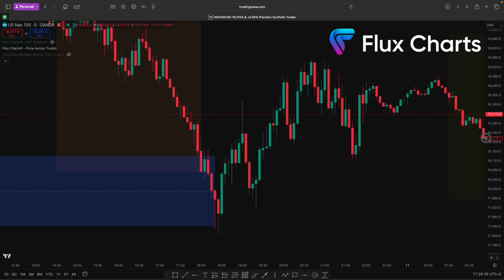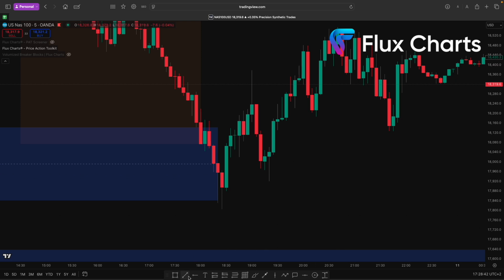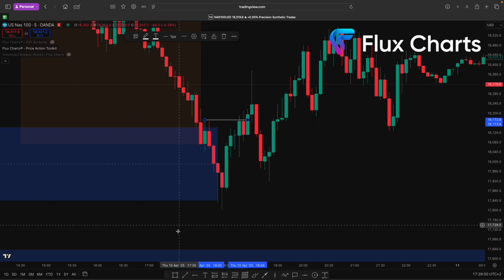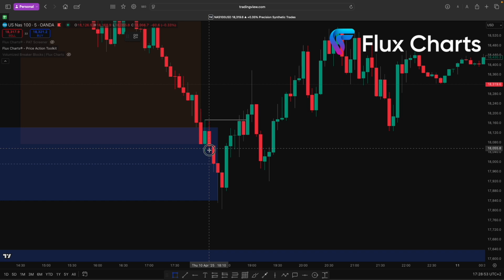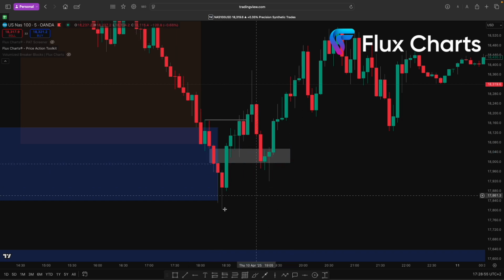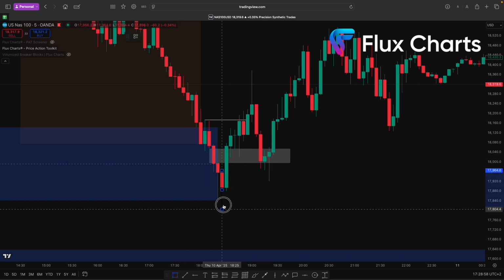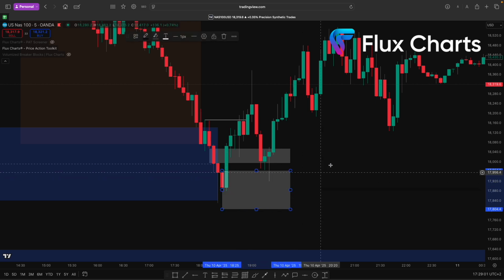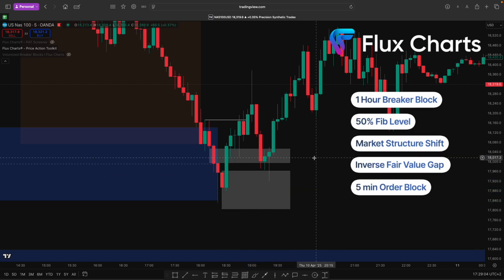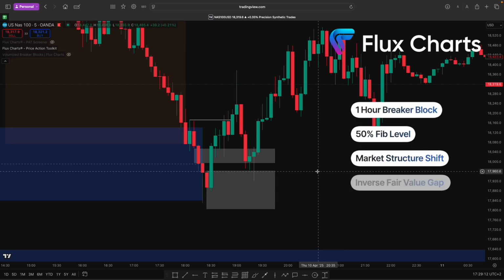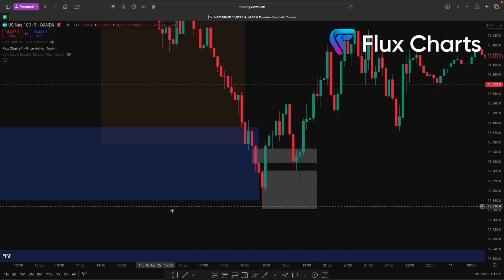What we can wait for is a market structure shift. So here we had our market structure shift with this candle right over here. We had a big push up. We have an inverse fair value gap right over here. We have a 5-minute order block right over here. So how many confluences is that? That's a breaker block, fib level, market structure shift, inverse fair value gap, plus a 5-minute order block. That's 5 confluences for you to take this trade from this zone right over here.